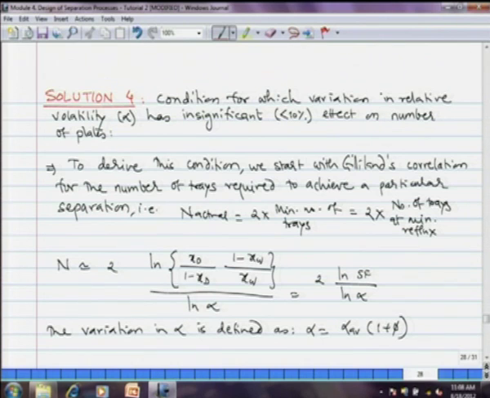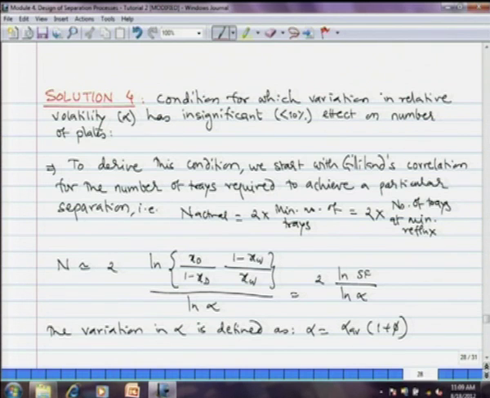To derive this condition, we start with the Gilliland correlation for the number of trays required to achieve a particular separation. The Gilliland plot says that typically, at optimum conditions of R equal to 1.2 times R minimum, the actual number of theoretical plates is about 2 times the minimum number of trays. The minimum number of trays results at total reflux, and those trays you can calculate using Fenske's equation.